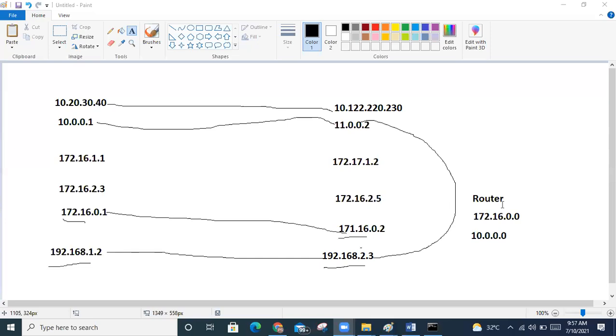How does the world communicate when there are different networks? Because in between there is a router device. They will configure the networking: you need to communicate with these two subnets, or do not communicate. By default, it will not communicate. Only if they configure it will different subnets, different classes, communicate with each other. Clear?